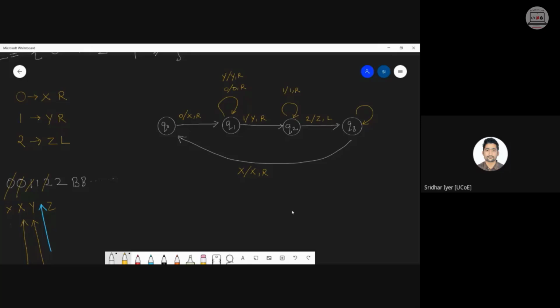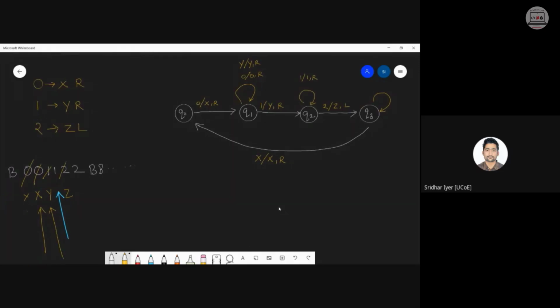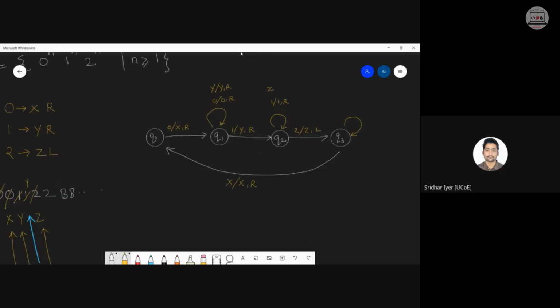Am I clear why I have added this Y over here? Because I don't want that Y. I want a bit 1 over there, right? So once I encounter a 1 in Q1, I will simply replace that with a Y and keep moving to the right. While moving to the right, now the pointer is pointing over here, but it is pointing at Z. But I don't want a Z in Q2. I want a 2, right? So what I will do is I will again add this Z over here.